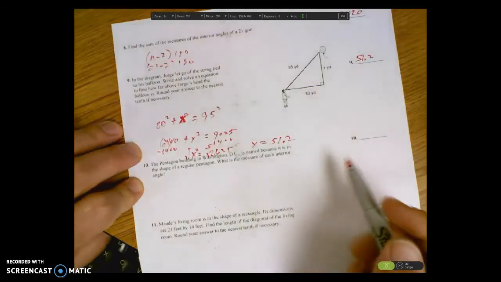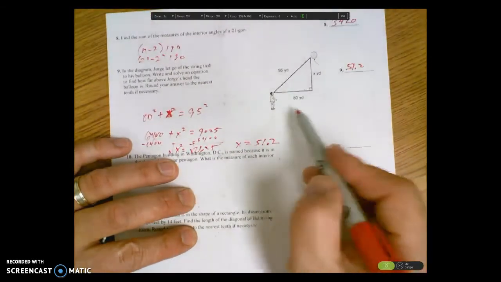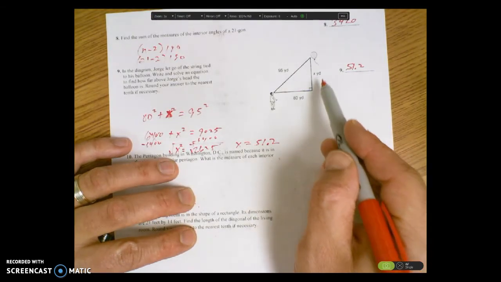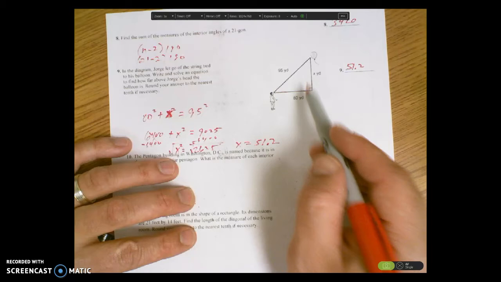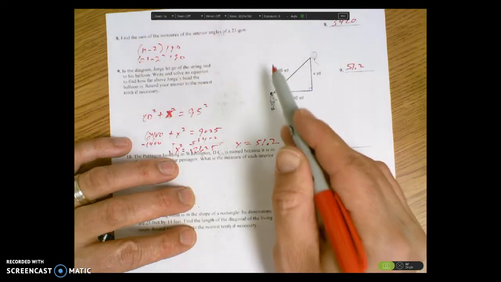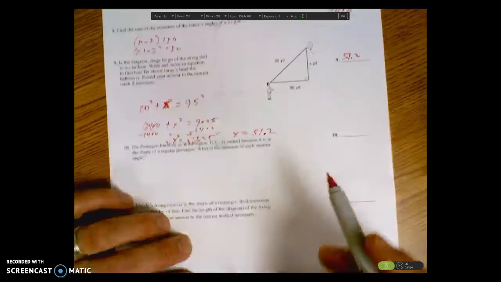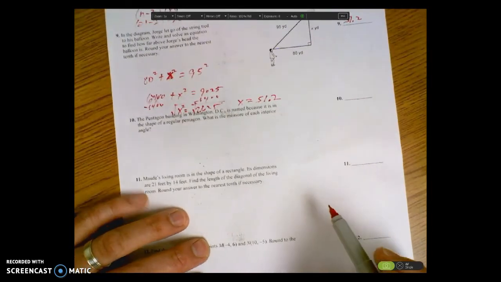51.2. And that makes sense, at least a little, because we have a side length of 80, and 51.2, which is also less than 95. So at least one little check you have is to make sure that your hypotenuse is still your longest side, which it is. All right, pentagon building.